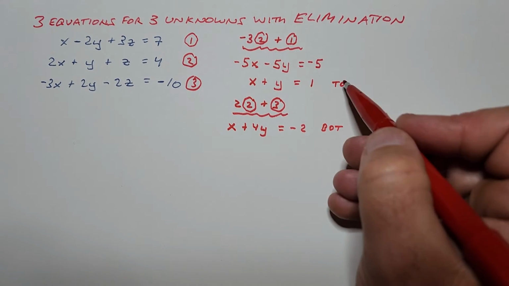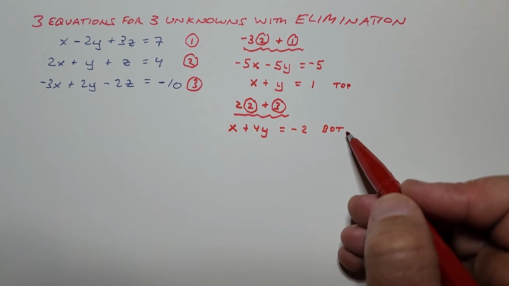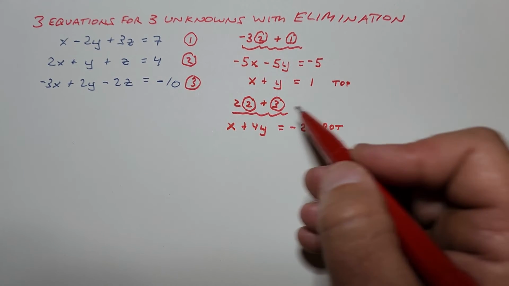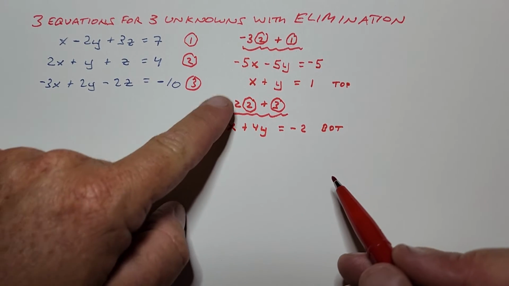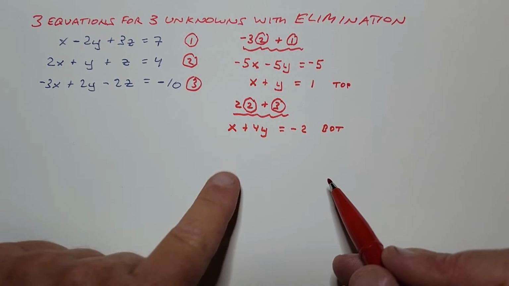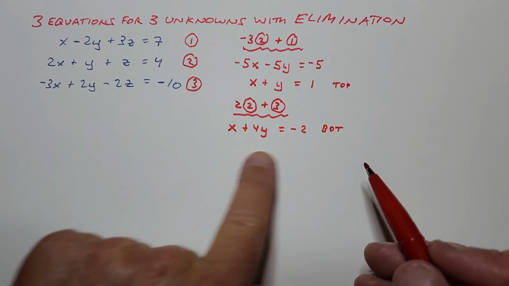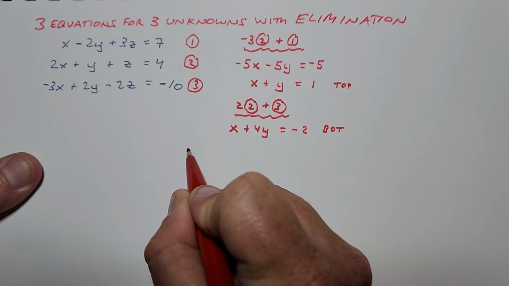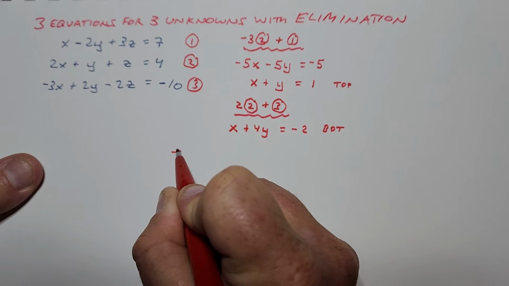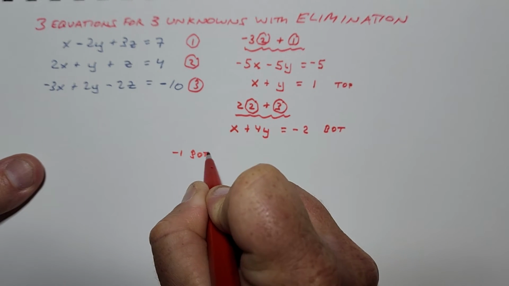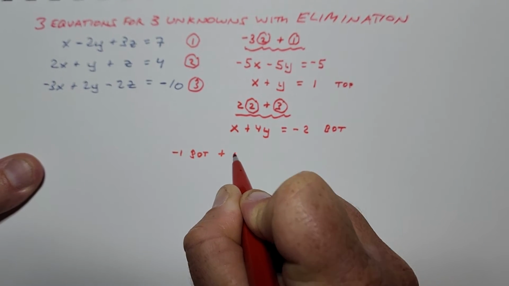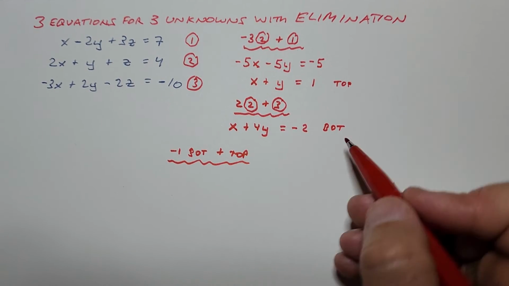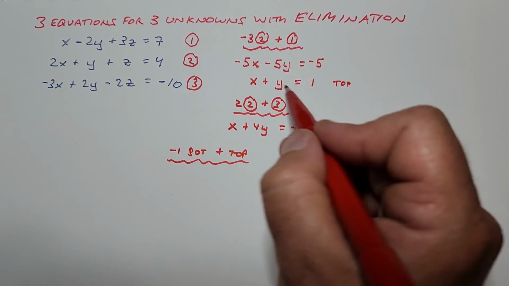Well, now we just have 2 equations for 2 unknowns, the top equation and the bottom equation. And so what we're going to do is now we just need to eliminate one of these variables. Notice if I do, let's say, negative 1 times the bottom equation plus the top equation, that's going to help me eliminate x. So let's just see what we get if we do that. Again, negative 1 times this bottom equation plus the top equation.